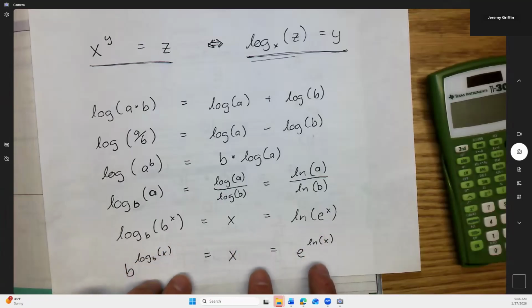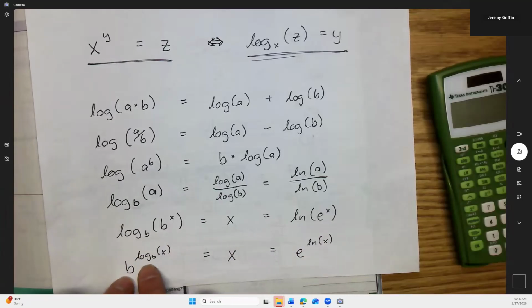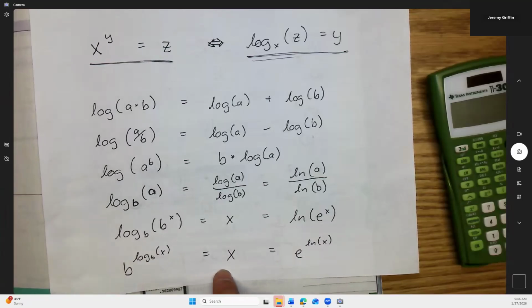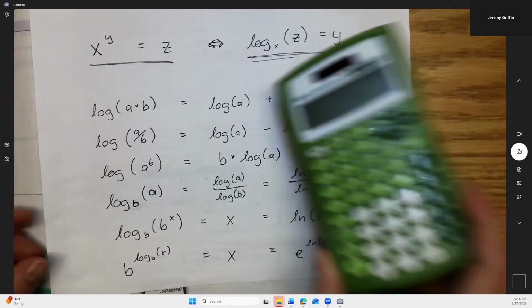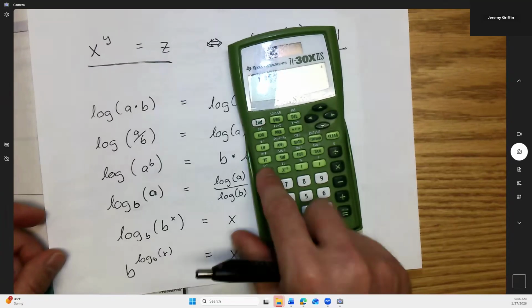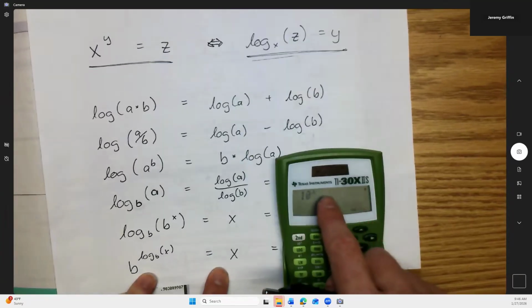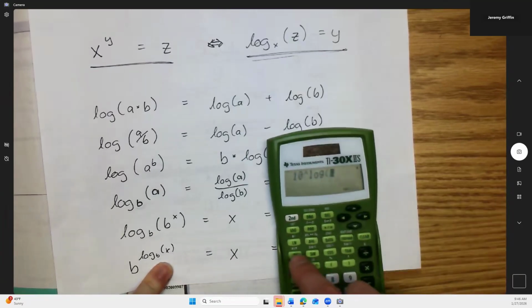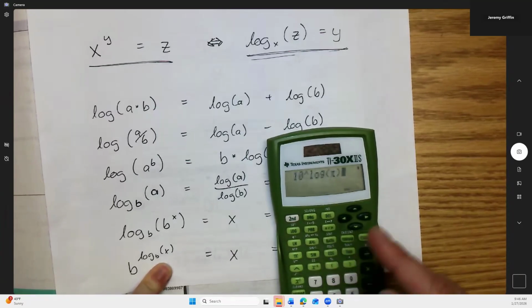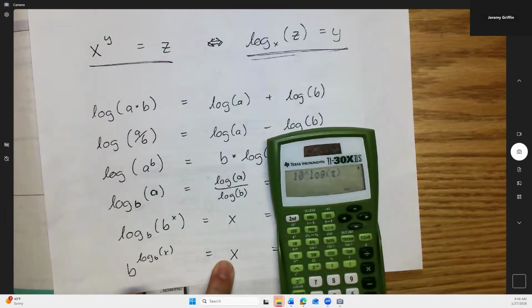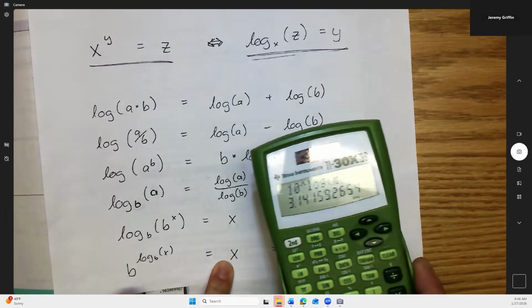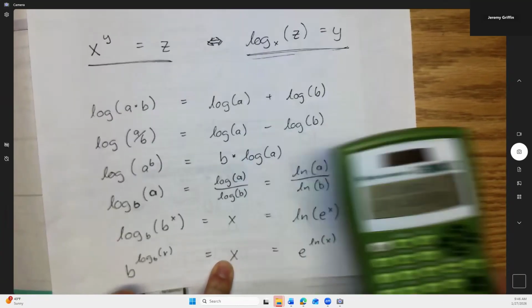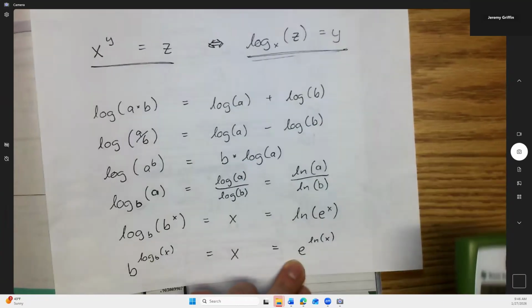Or if you switch this around, what if you have b to the log base b of x? Turns out that's also x. You can show that. Actually, maybe I can show you guys right here. So what if I do 10 to the power of, and I'll do just log, because that is log base 10. I can type in any crazy number I want. How about pi? The calculator's got to say pi in this case. And there it is, 3.141, just like that. And here's the natural log version. E to the ln x is also x.